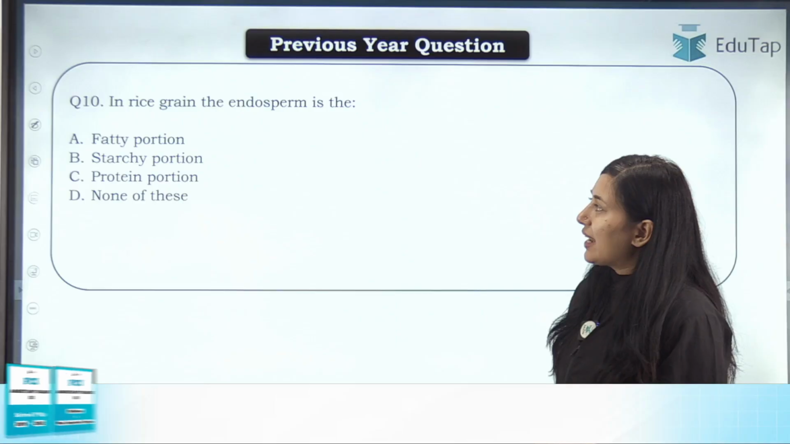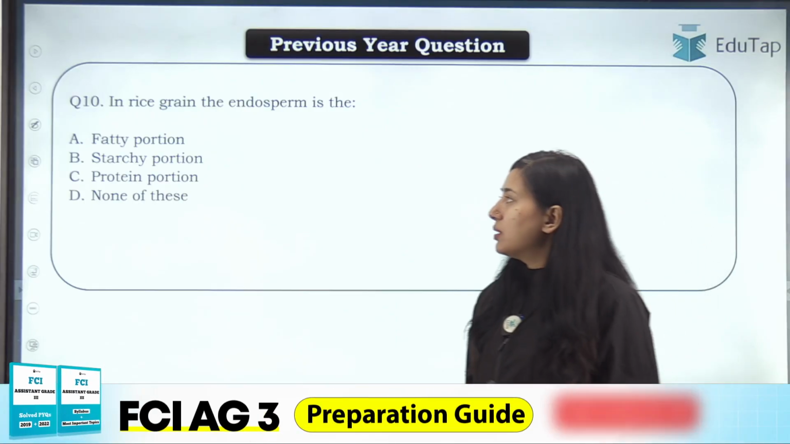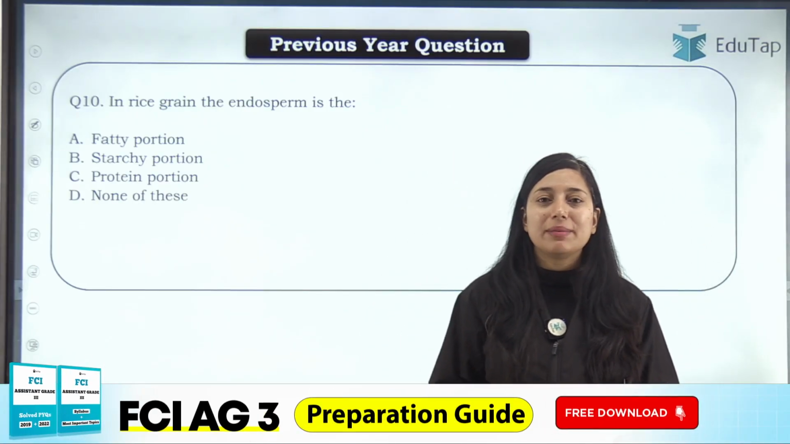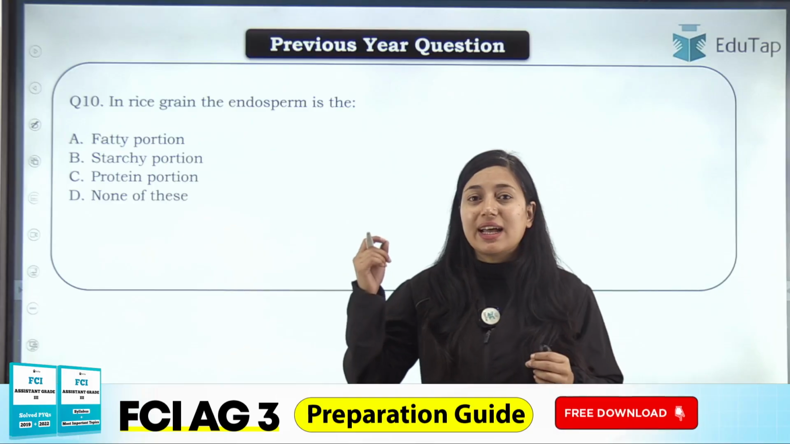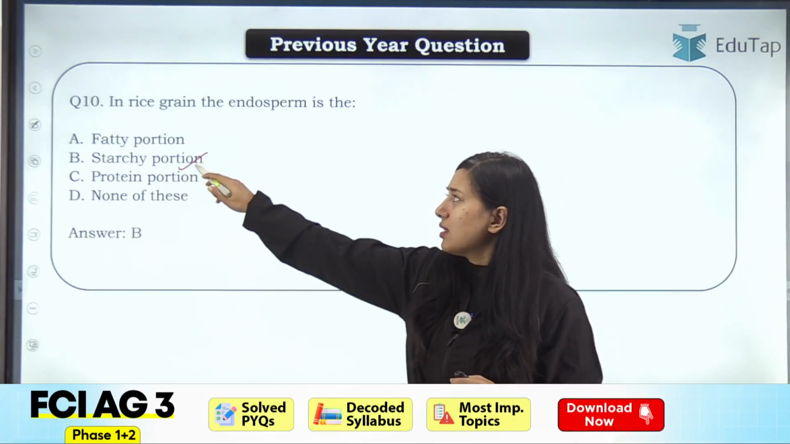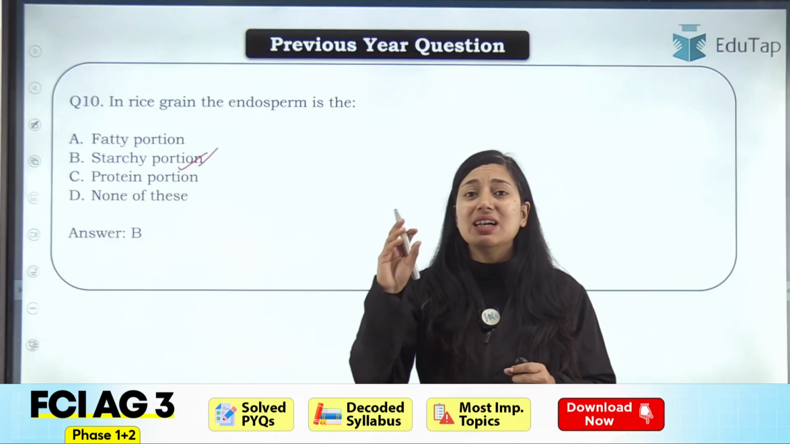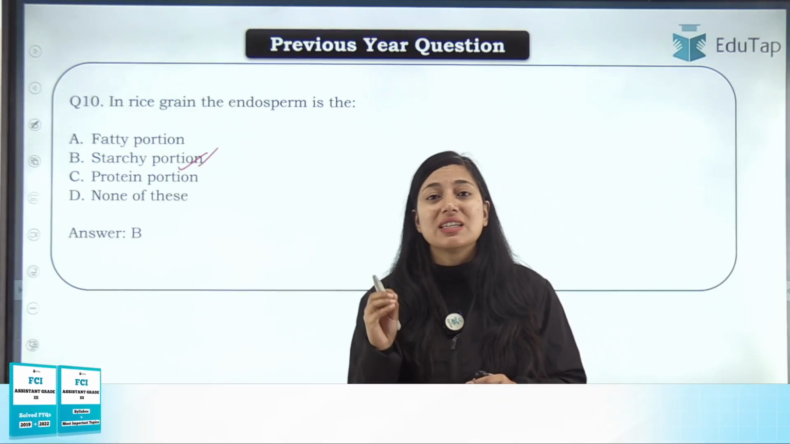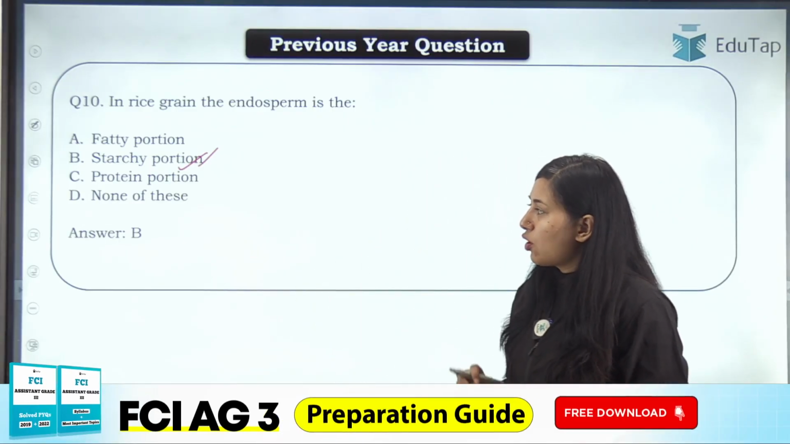Next is in rice grain the endosperm is. Okay, now you have to tell me what is there in the rice endosperm. Basically it is the starchy portion. Rice endosperm is basically the starchy portion. It is made up of starch. So the right answer will be option B.